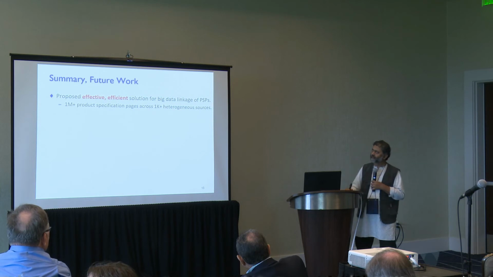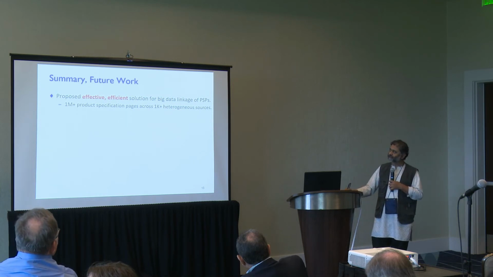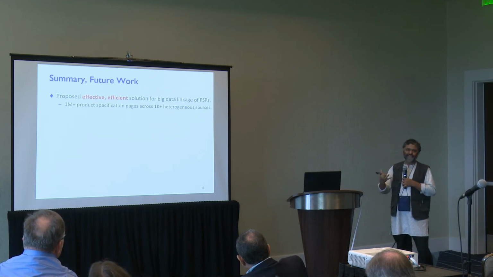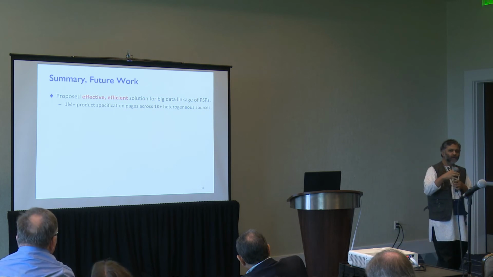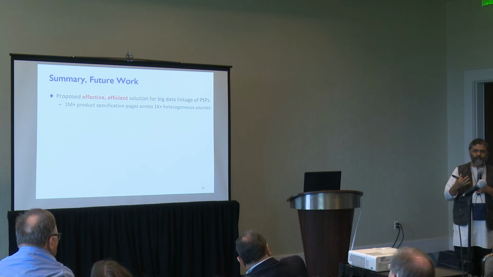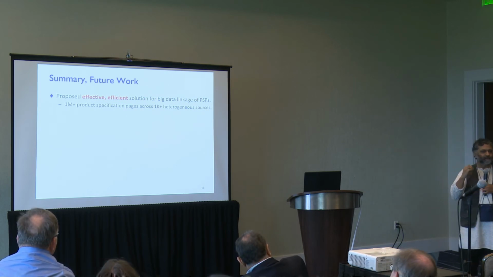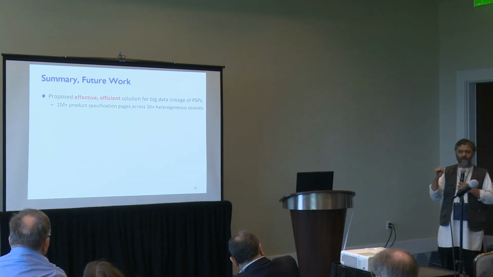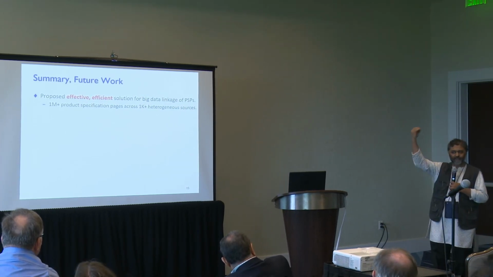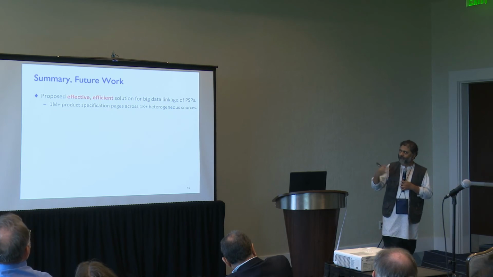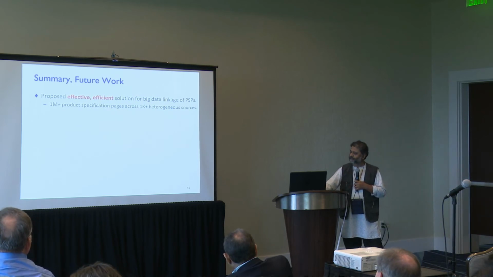So to summarize, we propose an effective and efficient solution that essentially allows you to do linkage for product pages before you do schema alignment. So that's not the normal flow. But using this linkage, we can actually do better schema alignment in the future, and that's part of the future work that we'll just mention.